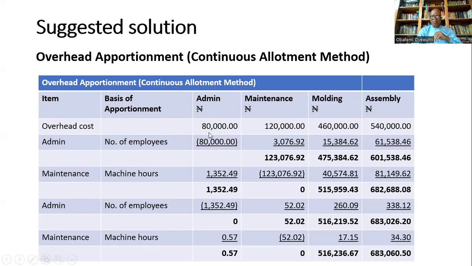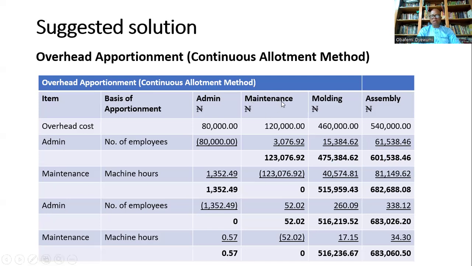80,000 is being apportioned to maintenance, to molding, and to assembly. And then we arrive at a different figure. That's 123,000, 475,000, 600, and 1,538. So that's what we have. That's the first level of apportionment. Now, we move on to the second level.